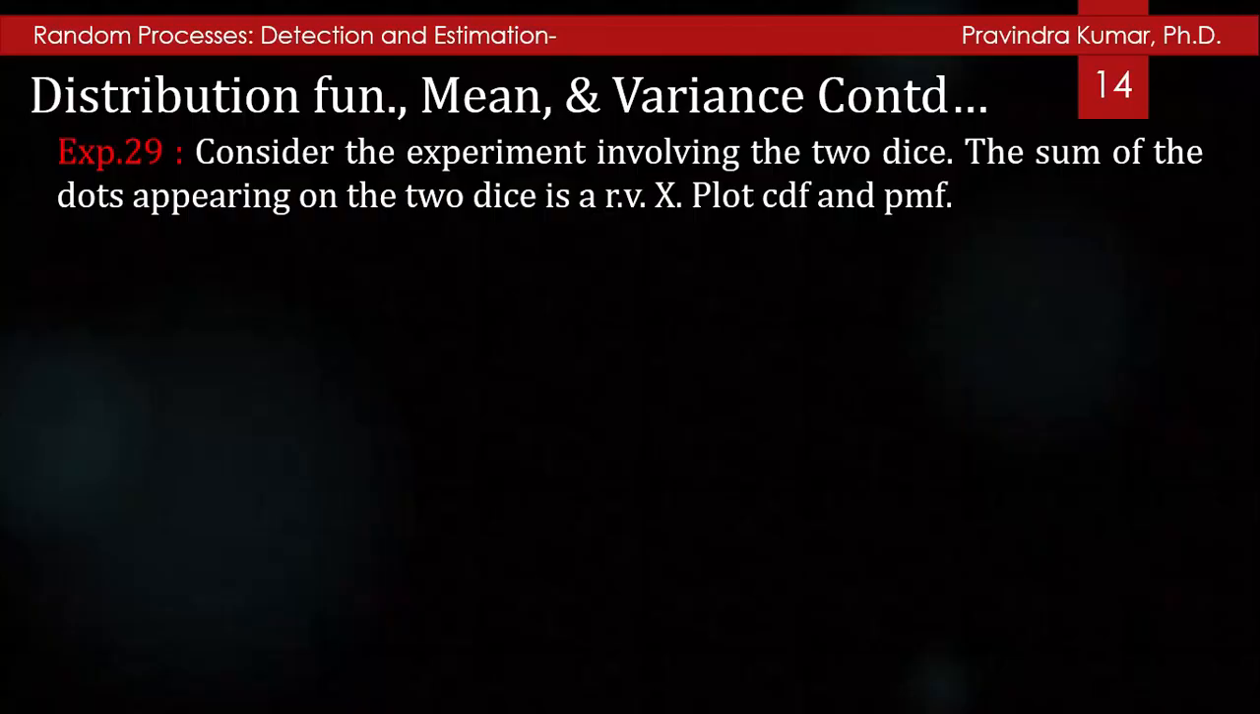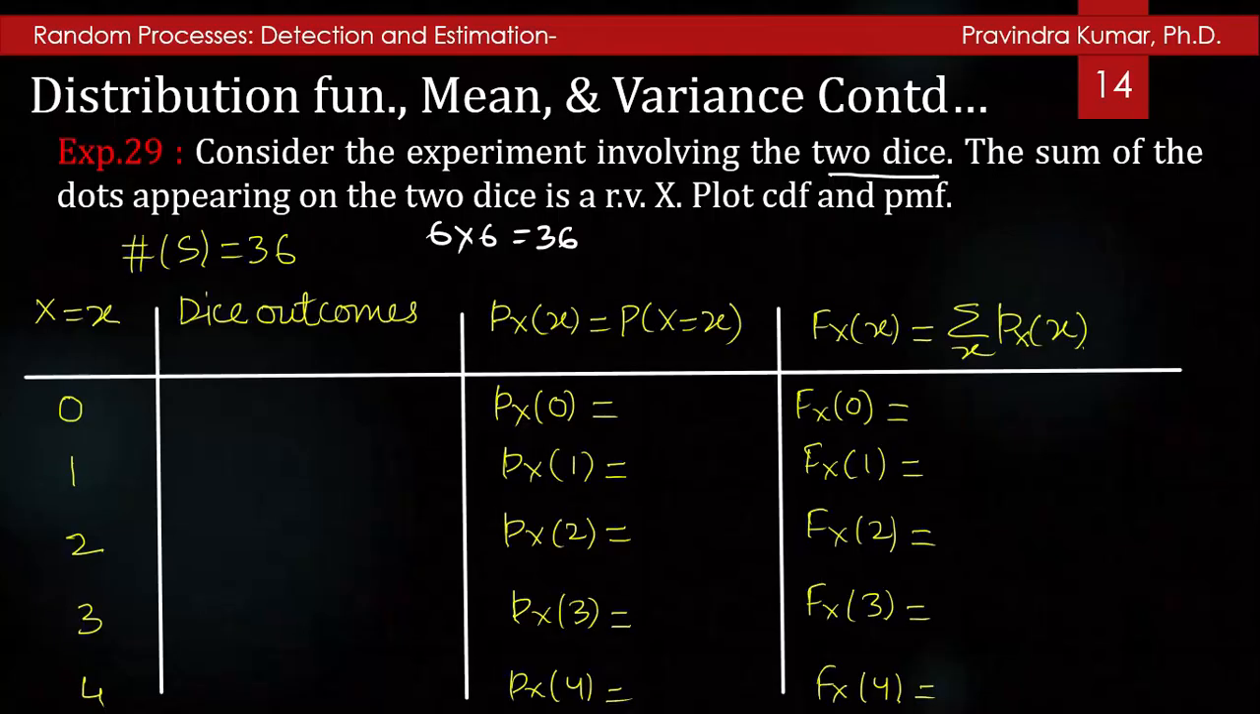Now consider the experiment involving two dice. The sum of the dots appearing on the two dice is the random variable x. Now plot the CDF and PMF. So I am rolling two dice. In the first dice the total outcomes are 6, and in the second dice total outcomes are 6, so there are a total of 36 outcomes, and the random variable x is the sum of the dots on the two dice. So it may be from 2 to 12.